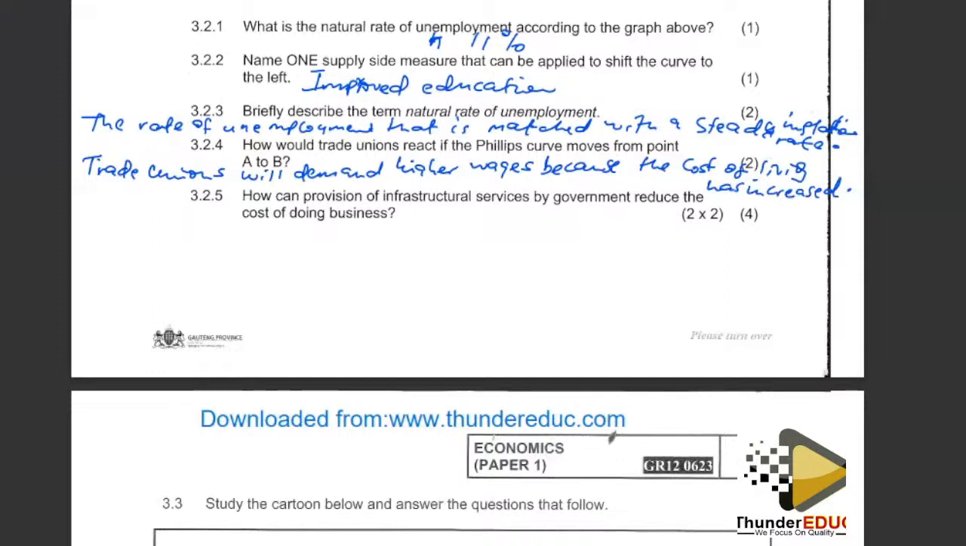So now let's move on to 3.2.5. 3.2.5 reads as follows. How can provision of infrastructural services by government reduce the cost of doing business? So in this regard, the government provides funding for infrastructure.